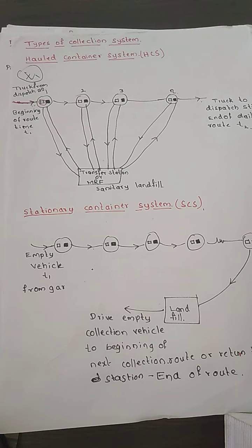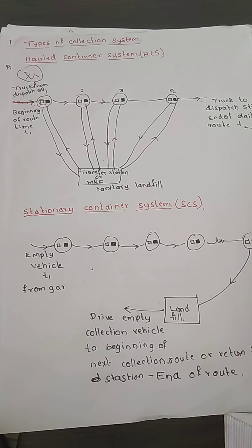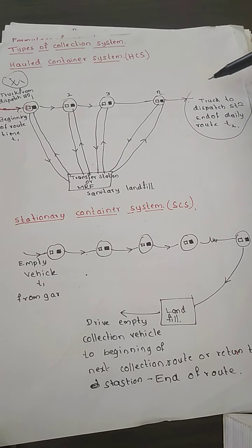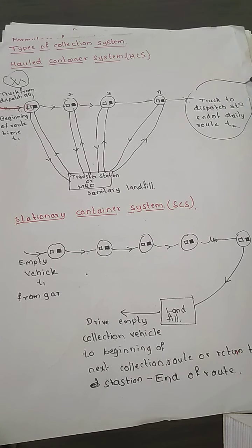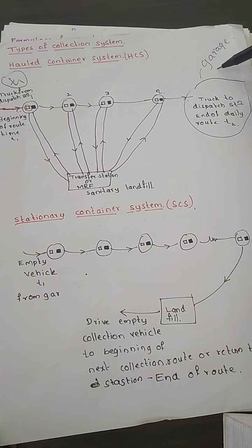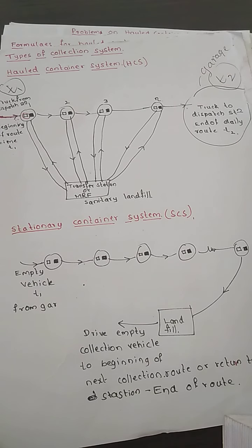And then T2 is nothing but the time required to reach the garage from the last container at the end of the day. So this is your T2. From the last container, the vehicle goes to the garage. So how much time is required in that? That is nothing but what we call T2. So this is regarding T1 and T2.